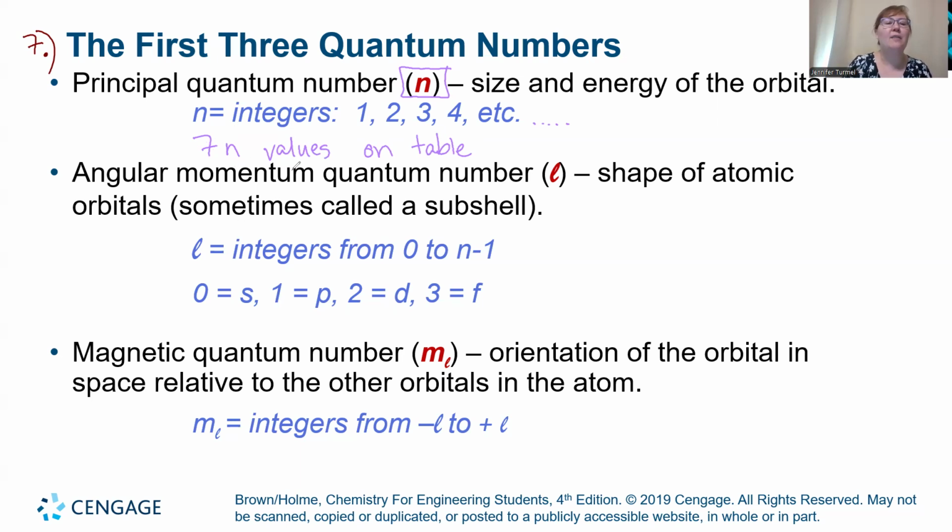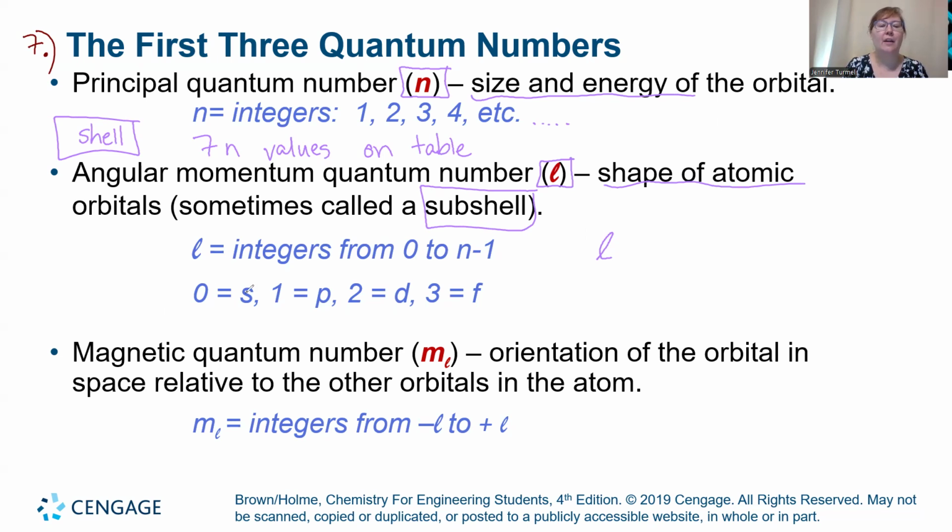Next we have our angular momentum quantum number, l, and it's usually this cursive l value. This is the shape of the atomic orbitals. It's sometimes called a subshell. The n value is sometimes called a shell, and it's the size and energy of our orbitals. This is a subshell, and it's the shape. And l is any integer from 0 to n minus 1.